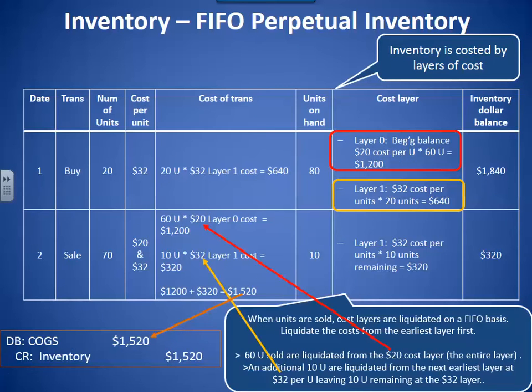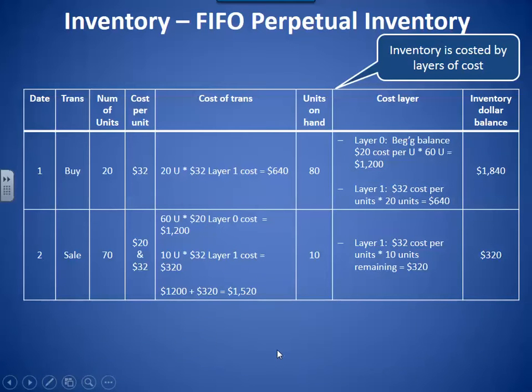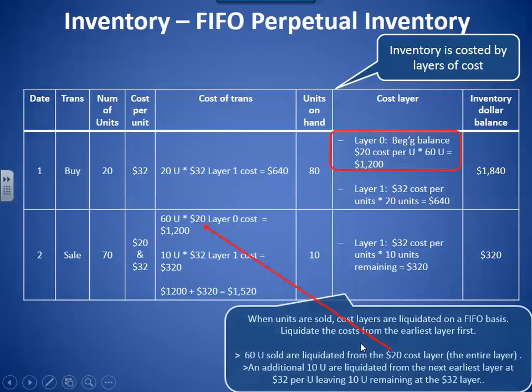Okay, now let's look at date number 2 where we have a sale and we sold 70 units. And again, if we take a look at our units on hand, we had 80 units originally and we sold 70, so now we're going to have 10 units remaining. Now, in order to properly cost this transaction, we have to do it on a FIFO basis, meaning the first cost in is the first cost out.